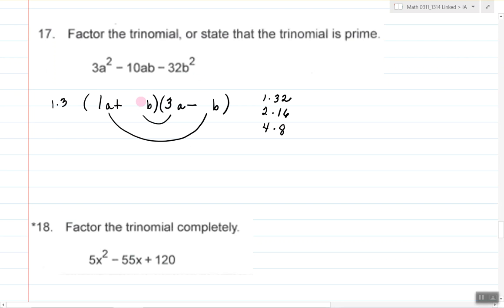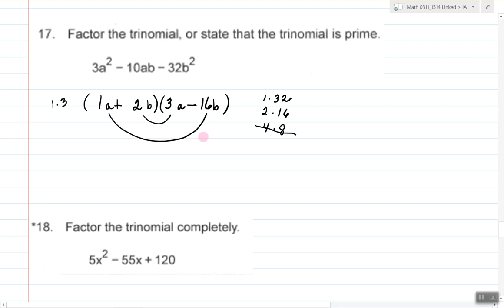So I will swap them. Remember, the first thing I did, I tried 4 and 8, so now I change it to 8 and 4. The outer product is minus 4ab. The inner product is positive 24ab. That gives me 20, and that doesn't work. So what I know is 4 and 8 doesn't work. Let's try in 2 and 16.